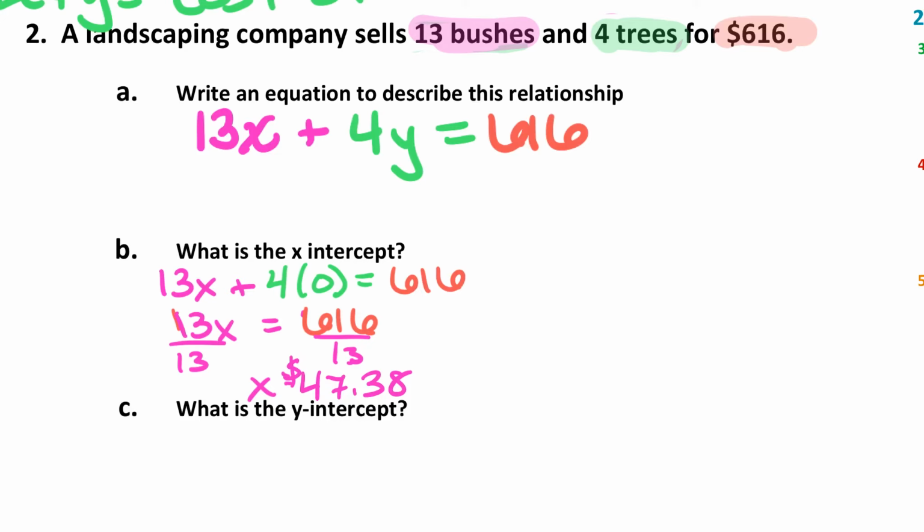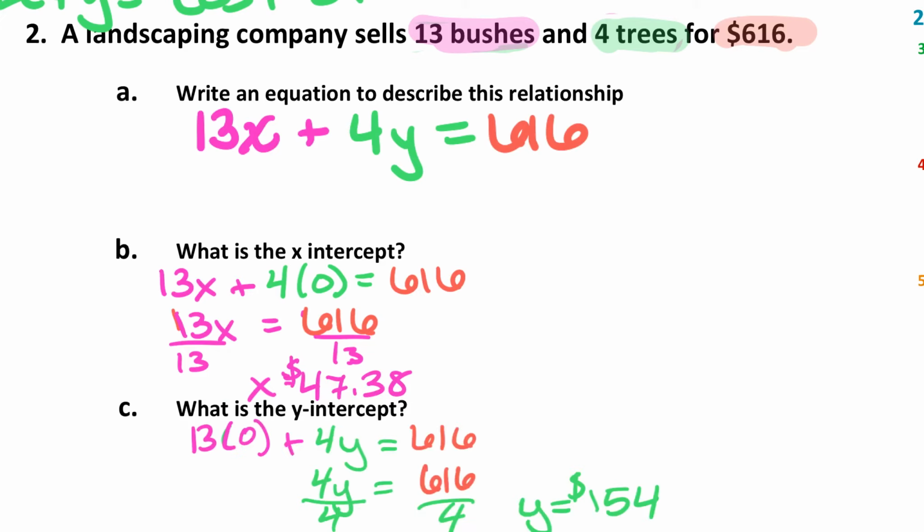So then what is the y-intercept? The y-intercept is when x is 0. So to solve this, I plugged in 0 for x. So I get 4y is equal to 616. Divide each side by 4. And I'm left with y is equal to 154. And since it's money, because that's what our y variable is, each tree costs $154 if they sold 0 bushes and only 4 trees.